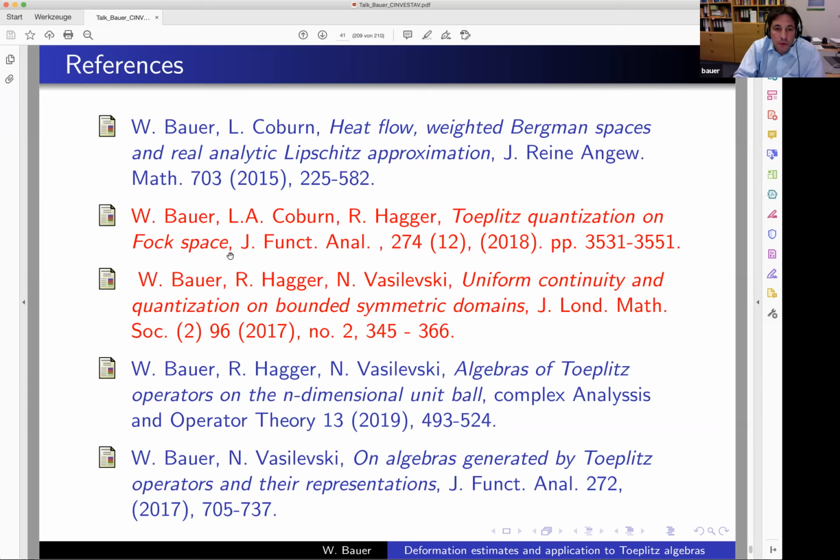And the second one with Nikolai is a generalization of this on bounded symmetric domains, where the domain is more complicated. We don't have kernels, so we have to work around things. We don't have semigroup properties, and we get a bit weaker result. But it might be possible to get better ones. And the last two papers are actually on algebras and essentially extend what I explained in the last part of the talk.